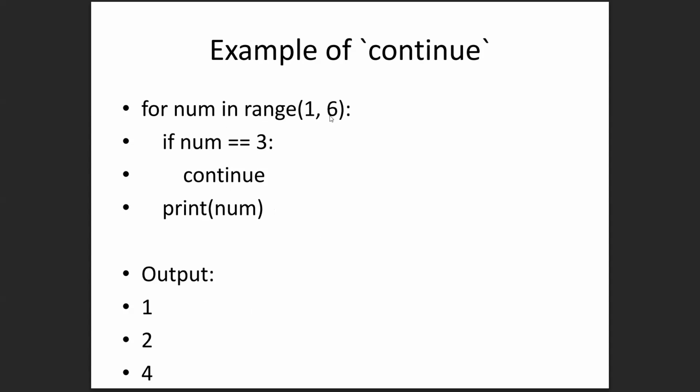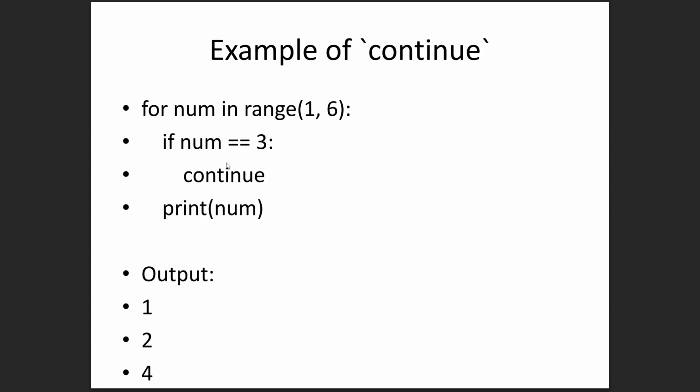For num in range of 1 to 6, the starting value is 1, the ending value is 6 minus 1, that is 5. Up to that only we are taking the range. So if num equal to 3, continue, print that number. It means whenever you see the num value is 3, we are skipping that value. After skipping the 3 value, we go to the next number, do the iteration, and print the rest of the code.